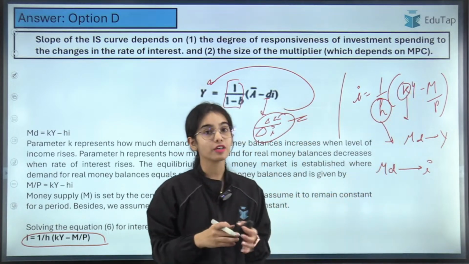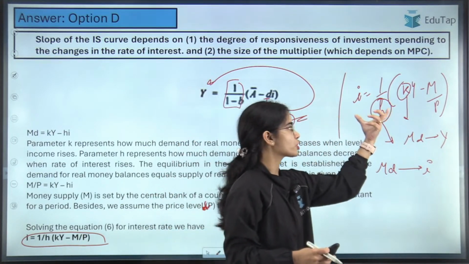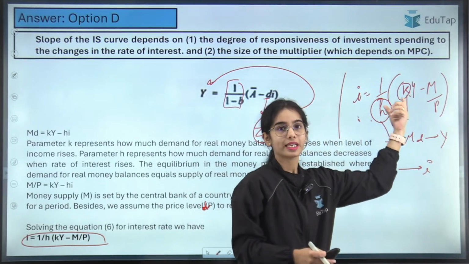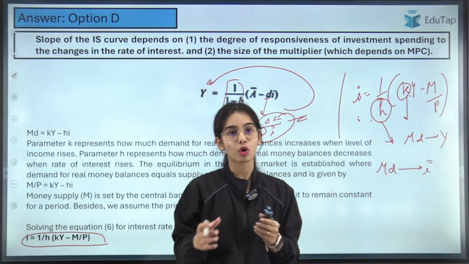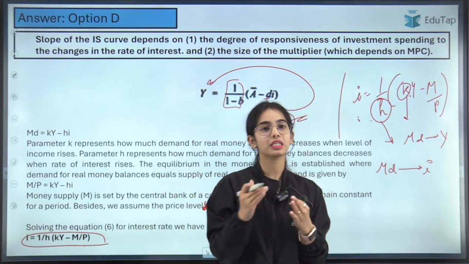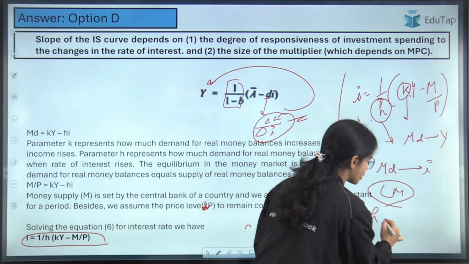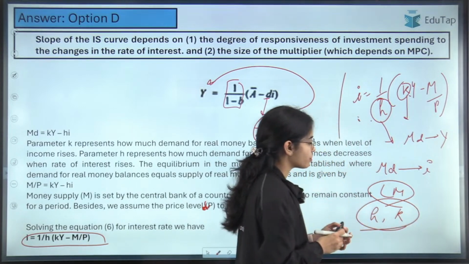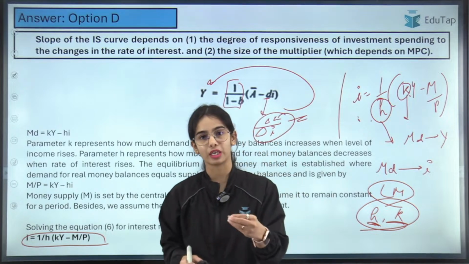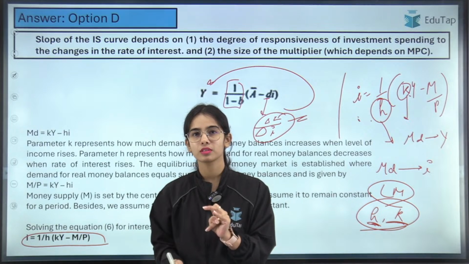The slope of the LM curve, this is the equation of the LM curve. So the slope of the LM curve depends upon H and K. It depends upon how responsive the demand for money is to the level of income, or how responsive the demand for money is to the rate of interest. So the slope of the LM curve is shown by this H or K, that is, how responsive the demand for money is to the rate of interest, or how responsive the demand for money is to the level of income. Clear? Got it? Any confusion?